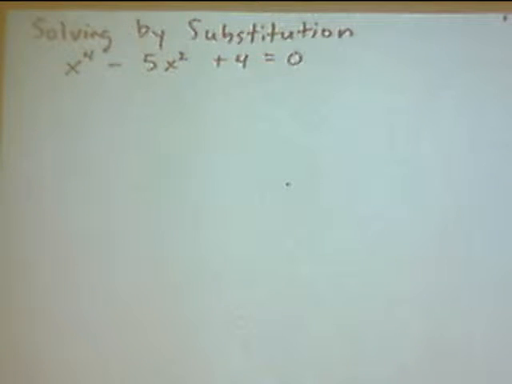So look at this first problem written up here, x to the fourth minus 5x squared plus 4 equals 0. That is not a quadratic equation. A quadratic equation is when you have the variable squared, and then you can also have the variable to the first power, but that's it. X to the fourth is not a quadratic equation.